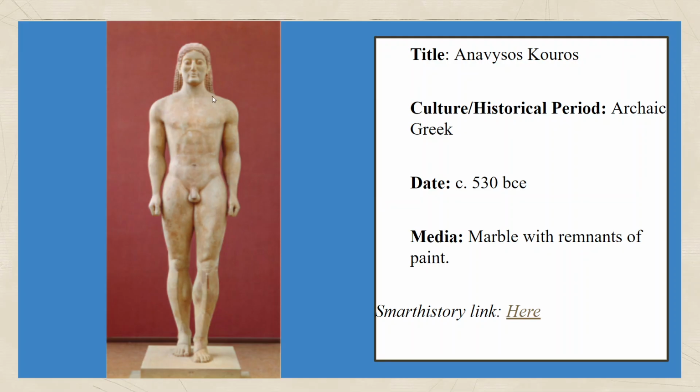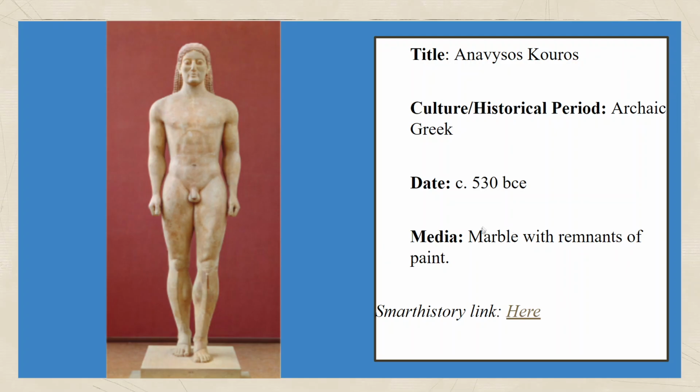So our first archaic piece that we are looking at is known as the Anavisos Koros. Koros means ideal young man. We'll get into Anavisos in a second, but this term, Koros, refers to any young male statue. So, big term. Our archaic Greek culture historical period. Our date here is 530 BCE. We know that because they wrote it. And then our media is marble with remnants of paint.